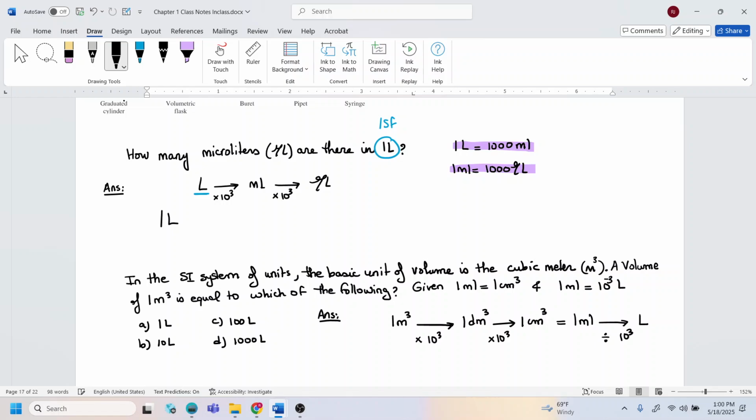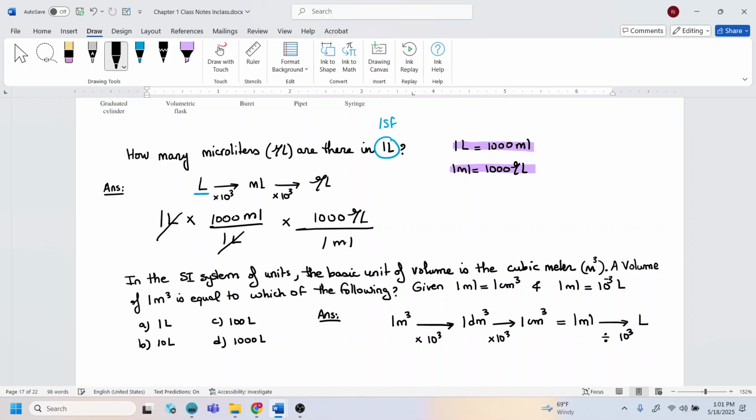So I'm starting here with 1 liter, right? Times. I want to cancel the liter, introduce the mils, so it's going to be 1,000 mils. Whatever I'm finding is in the numerator. Whatever I'm canceling is in the denominator. So I'm going to cancel the liters in there. And then I want to go from the mils to the microliter. So I'm going to introduce the microliter and I'm going to cancel the mils in there.